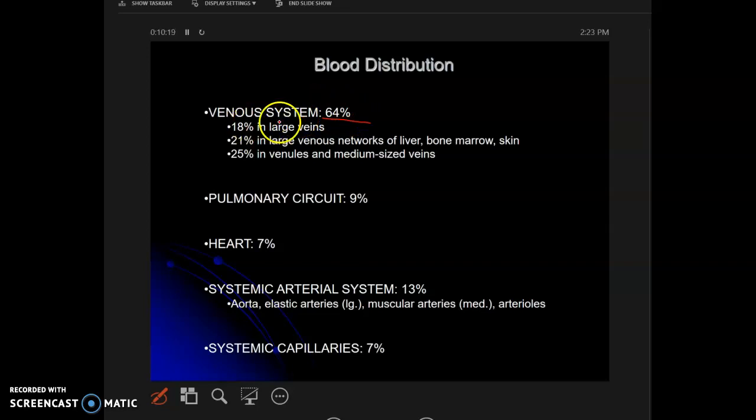So here, which one has the highest or the most distribution of the blood, or where is blood found the most in? Venous, pulmonary, heart, systemic, or systemic capillaries. So obviously 64% most in the veins, and the least amount will be in the heart or in the systemic capillaries. Do you see this? And you should understand why. Why should there be more blood in the veins?